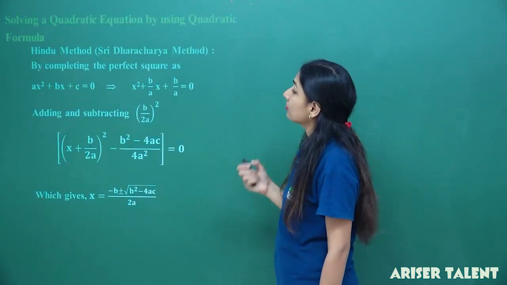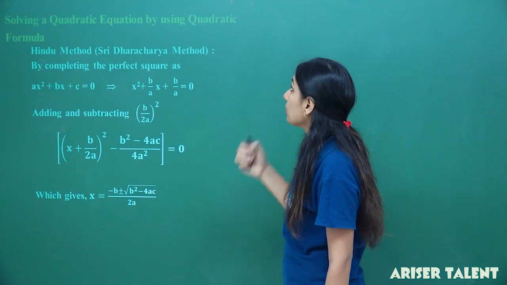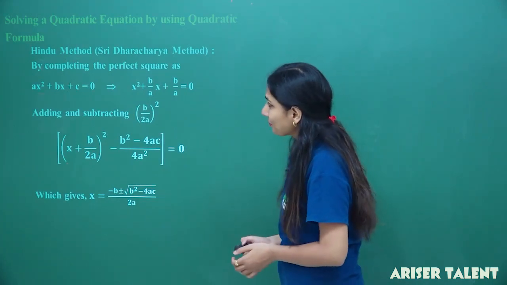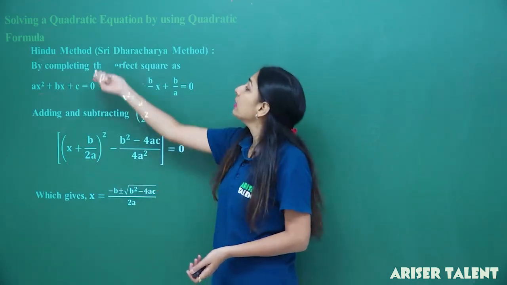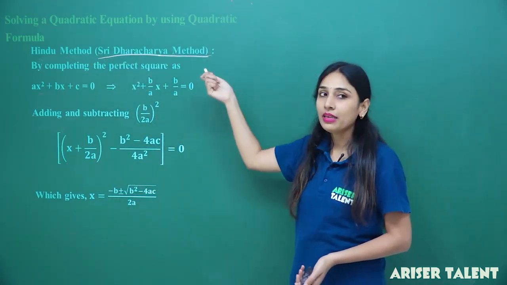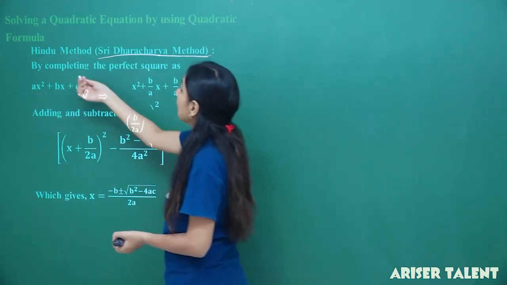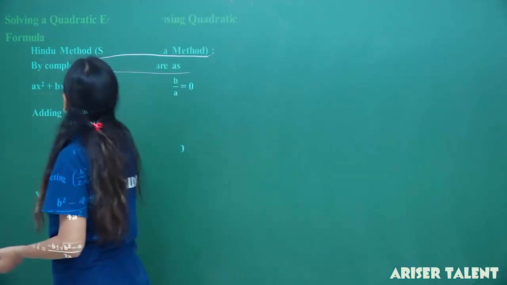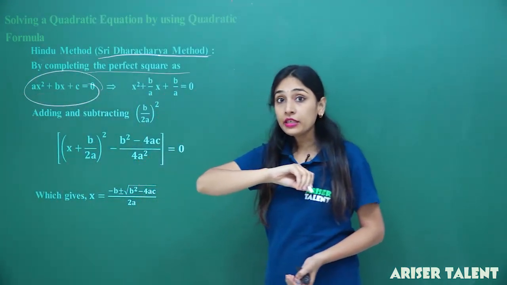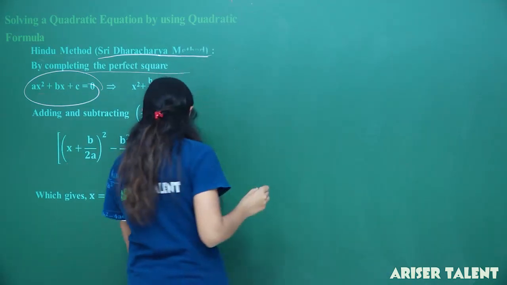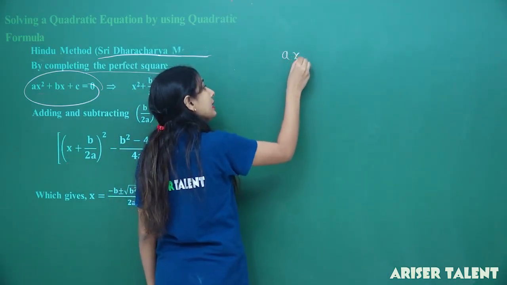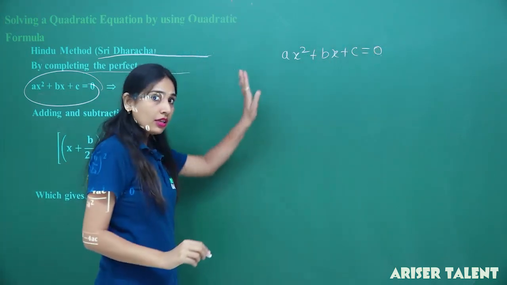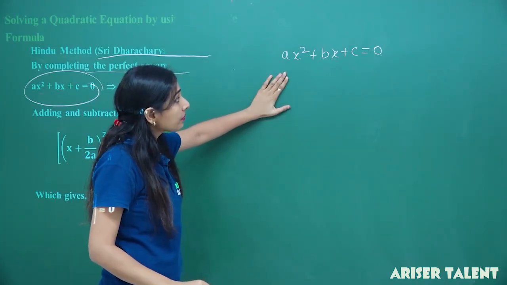Now, solving a quadratic equation by using the quadratic formula. What is the quadratic formula? It's a Hindu method, the Sridharacharya method, given by Sridharacharya. Now, completing the perfect square: if you are having this particular quadratic equation ax square plus bx plus c, so here I am having ax square plus bx plus c equals to 0. This is our equation. What will I do?